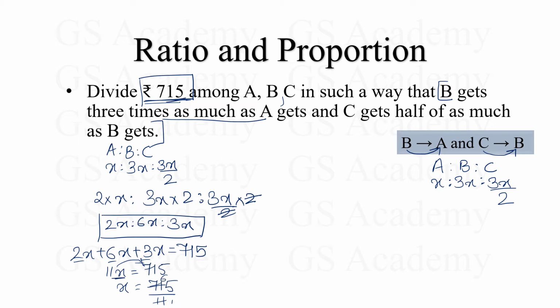In order to find the value of x, we will shift this 11 over here. So this becomes 715 divided by 11. 11 ones are 11, 11 fives are 55. So the value of x will be 65.